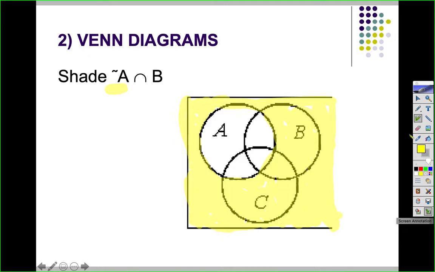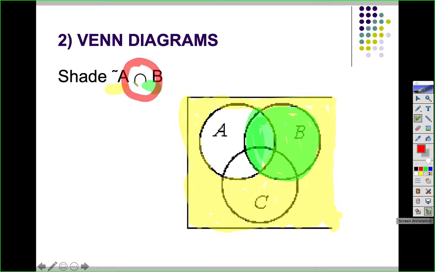Okay. B is our other one, so that's a simple one. It's just shade the circle B, which would be the B circle. Again, I have parts that are just yellow, I have parts that are just green, and I have parts that are both colors. So our last step is to think about this symbol.